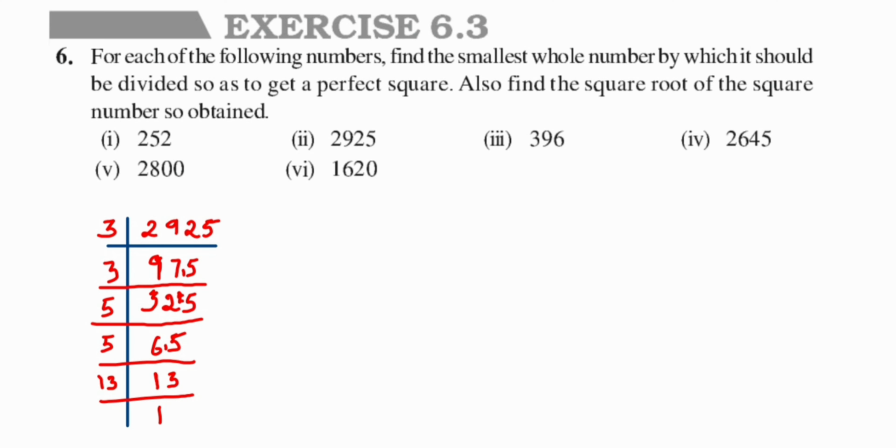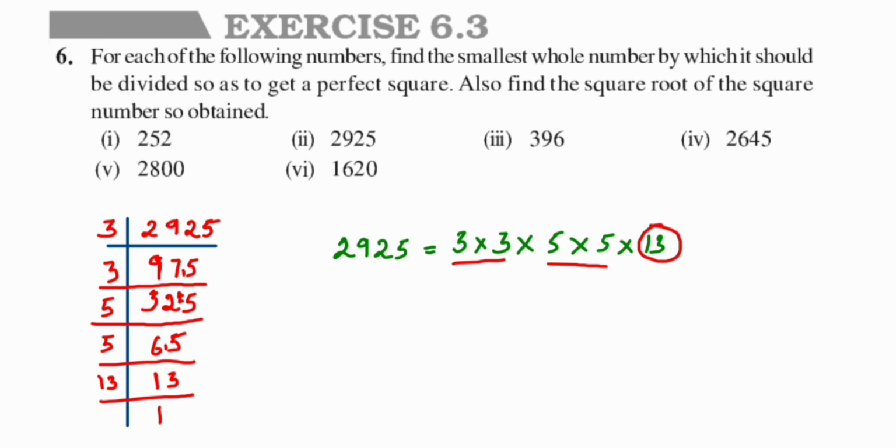Now again, the same thing. Let me write down what I got here. 2925 can be written as all the factors we got: 3 into 3 and then 5 into 5 multiplied by 13. So here you can see we got a pair of 3, we got a pair of 5, but we don't have any pair for 13.